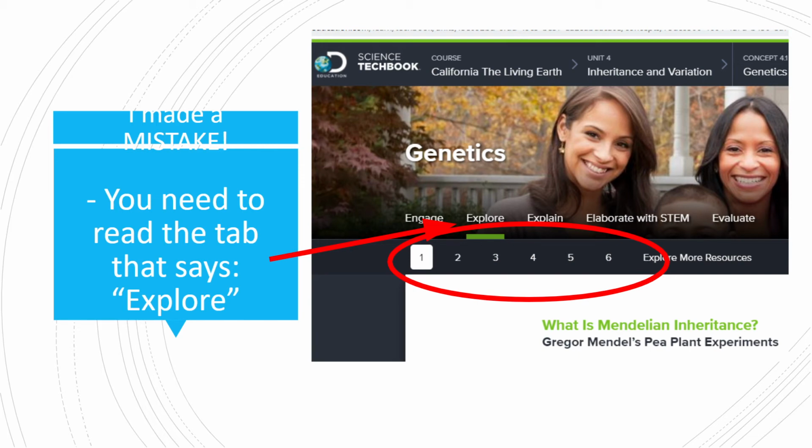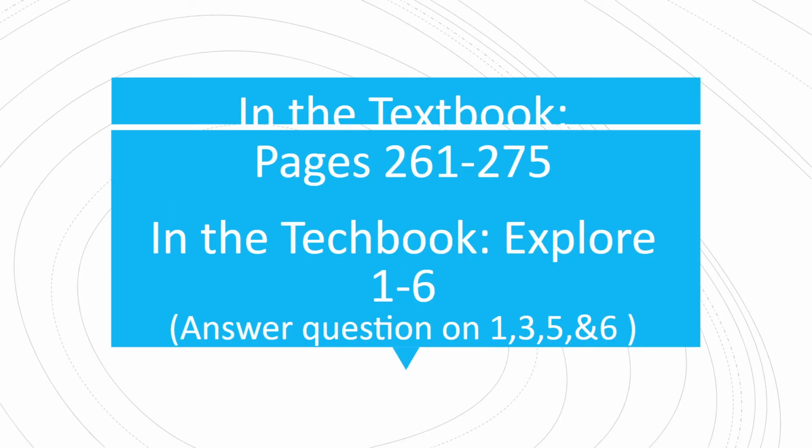Here's your assignment. Now you have finally found your way to your assignment for today. 1, 2, 3, 4, 5, and 6. Read each one, scroll all the way through each one and read the whole thing. And then at the bottom of some of them, there are questions. Specifically at the bottoms of 1, 3, 5, and 6, okay?